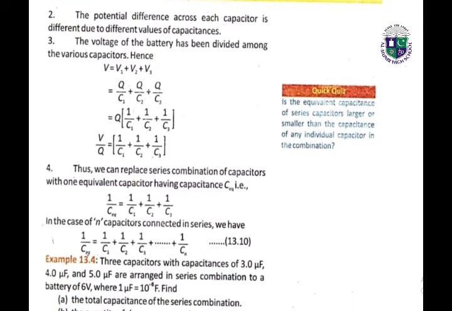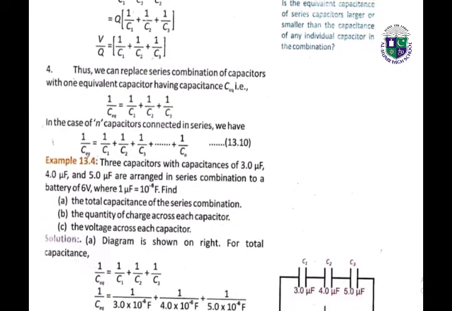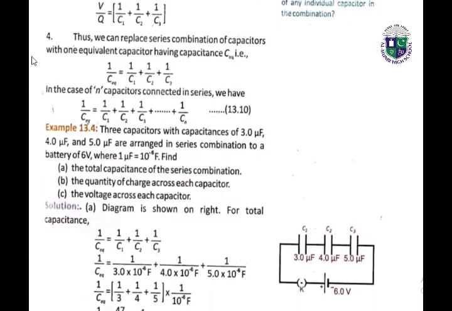Number four characteristic is, thus we can replace the series combination of capacitors with one equivalent capacitor having capacitance 1 over C = 1 over C1 + 1 over C2 + 1 over C3, and in case of n capacitors it is given in equation 13.10 up to 1 over Cn.